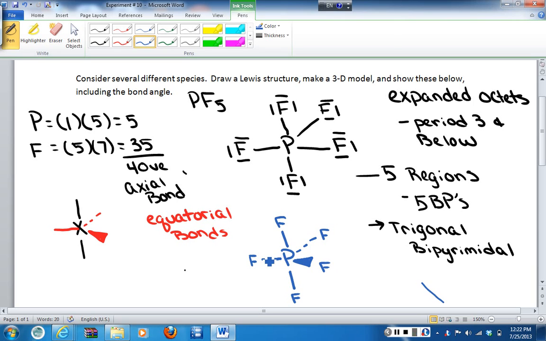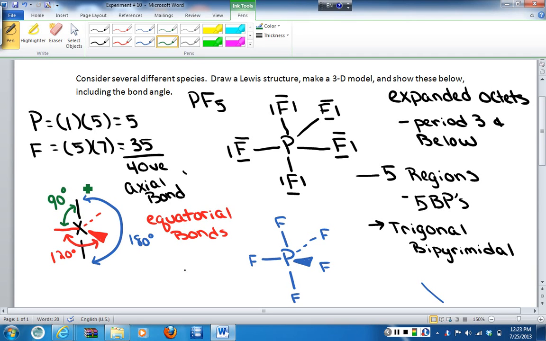Now, with this particular molecule, we see that there are a couple of different bond angles. From here to here, we have a bond angle of 180 degrees. From here to here, within the equatorial positions, we have a bond angle of 120 degrees. And from here to here, between the axial and equatorial positions, we have a bond angle of 90 degrees.